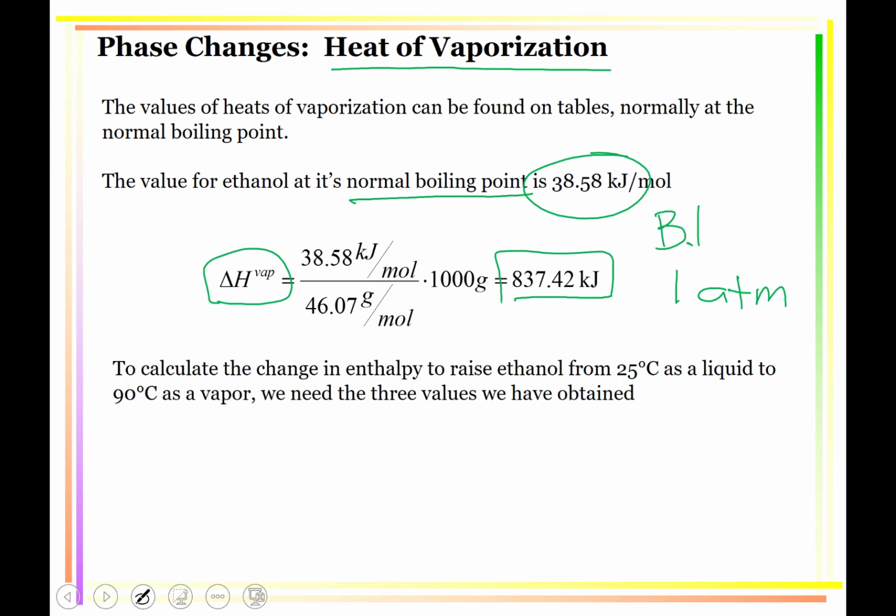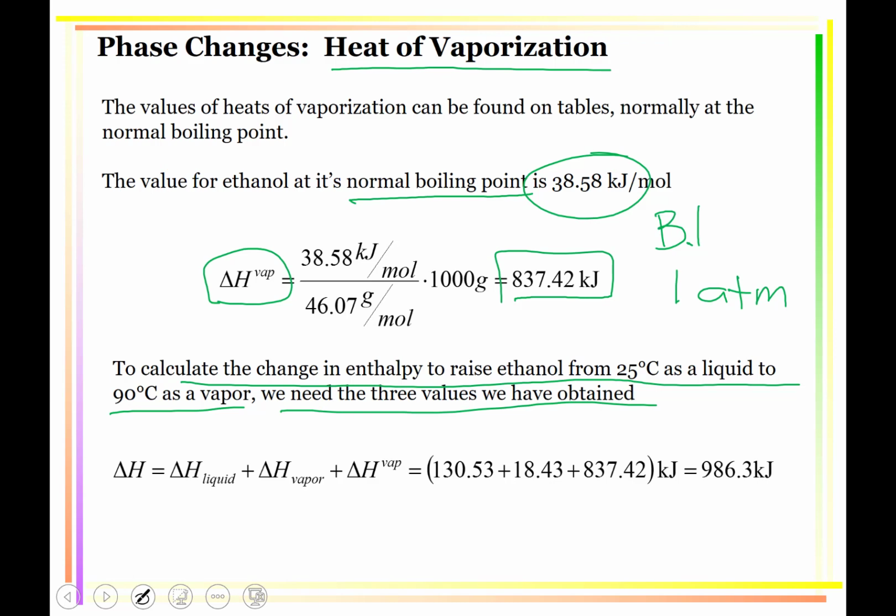So now, if we want to calculate the change in enthalpy to raise ethanol from 25 degrees C as a liquid to 90 degrees C as a vapor, we have to use all three values: the delta H of the liquid, the delta H of the vapor, and the delta H of vaporization. And they're all going to be positive. Note that. Which one is the biggest? The vaporization. It takes a lot of energy to make a gas out of a liquid.